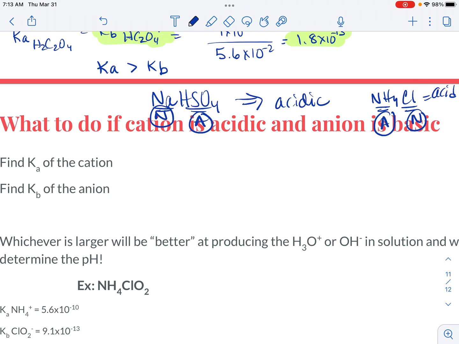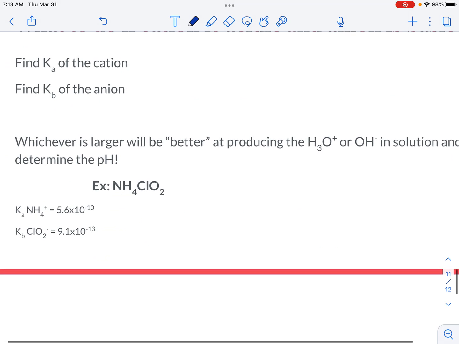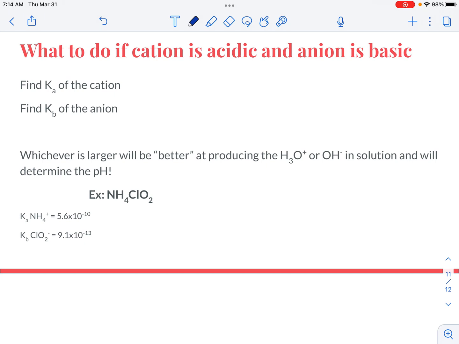But sometimes we don't have the cation or the anion of a strong base included at all, which means that we need to put the effects together, and it's a little bit harder. You have to find the Ka of the cation and the Kb of the anion to decide which one is more likely to produce hydrogen ions or hydronium ions, or hydroxide ions, and which one's better at it. Because they will both be doing that, you have to decide which one's going to produce more. Whichever Ka of the cation or Kb of the anion is larger kind of wins. It's better at producing hydronium or hydroxide.